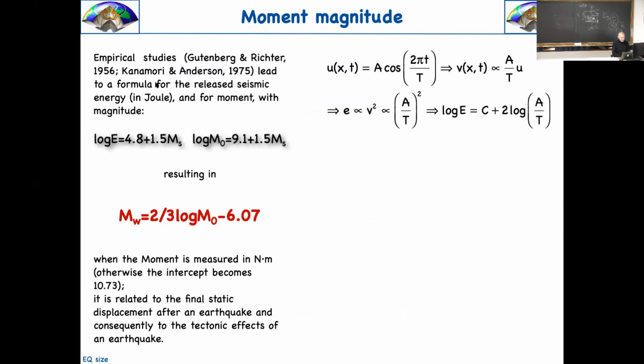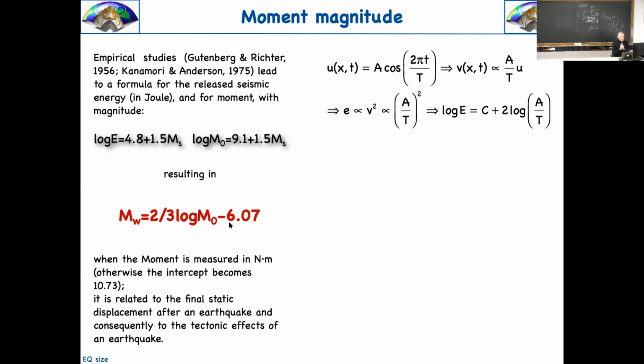Because starting from many ideas, I am going to tell you, Kanamori said, okay, it's not important to use A and T measured in practice. Let's try to measure M0. Let's take the logarithm, multiply it by 2 over 3, and we get a new M. So it's a reverse, not from magnitude to moment, but from moment to magnitude.